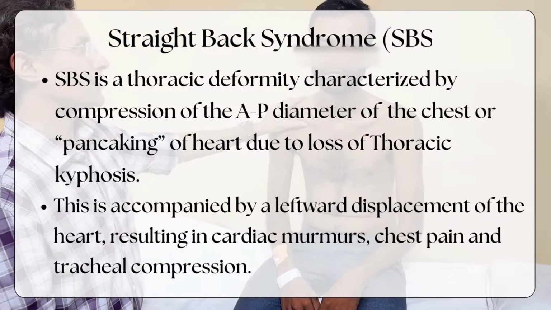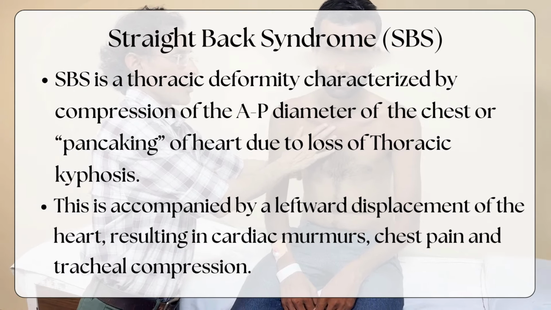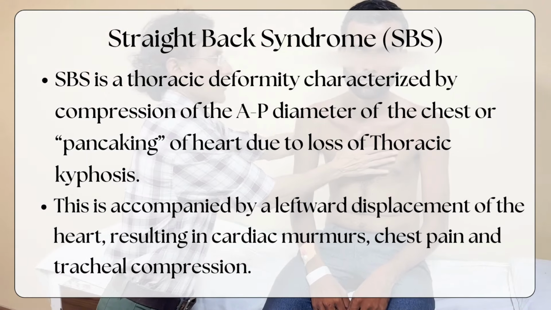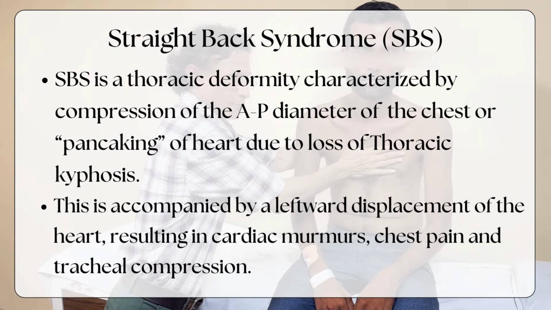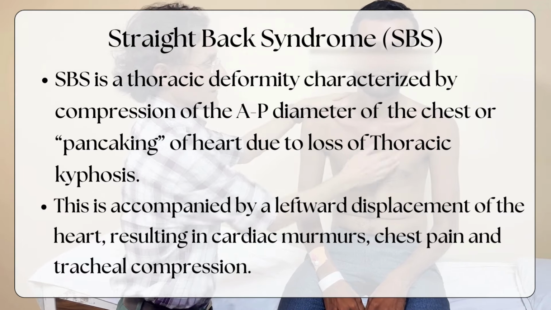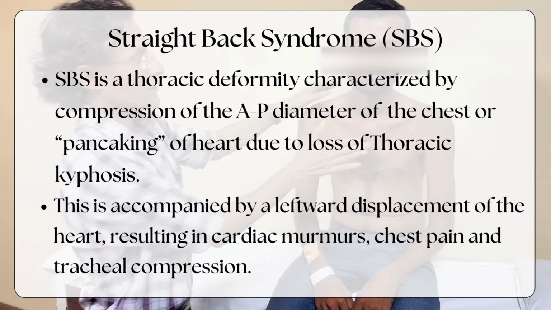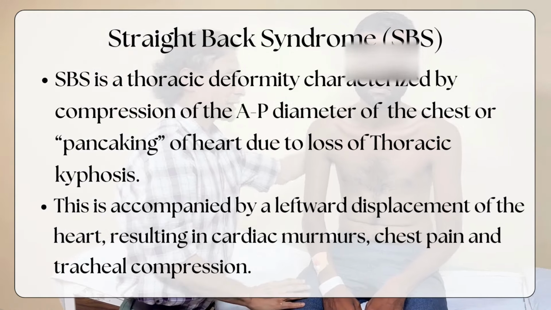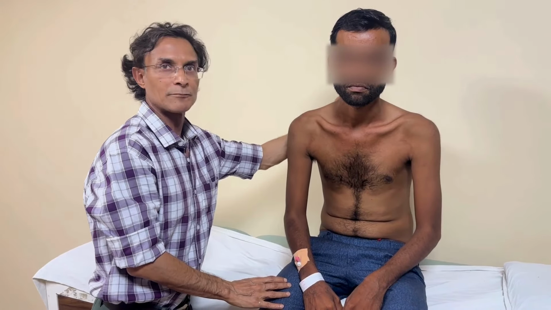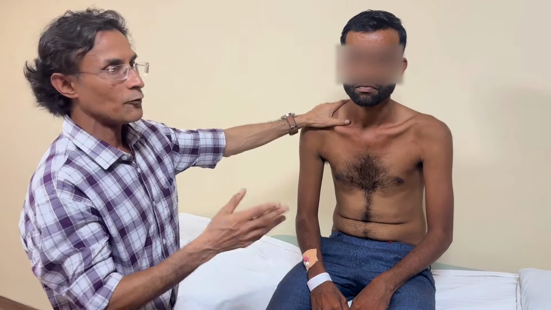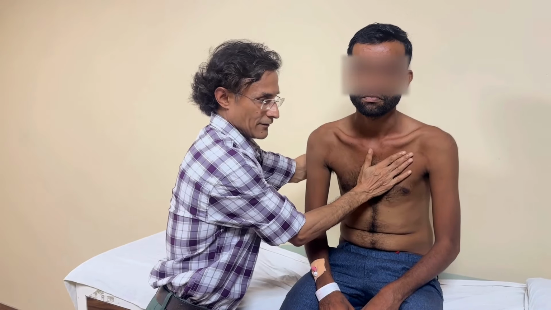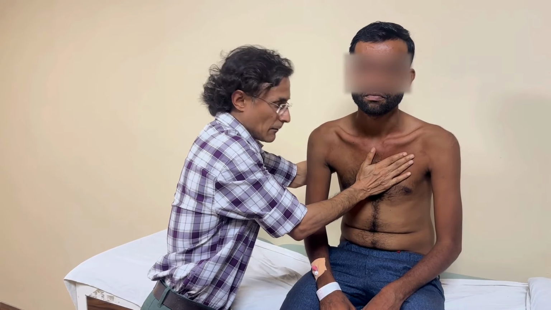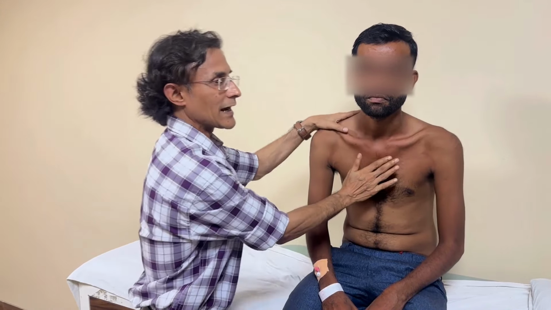Now, straight back syndrome is a condition where there is a loss of the normal kyphosis of the thoracic spine. The thoracic spine becomes straight, which compresses the AP diameter of the chest. Along with this compression, the great vessels and heart are compressed. So there is a functional ejection systolic murmur which comes in straight back syndrome. But when we examined this case, there was no loss of spinal curvatures. It was maintained. So probably, philosophically, we concluded that because of this massive fibrothorax here, the chest wall has been compressed. When this compressed the chest wall, the same thing is happening inside the heart also.